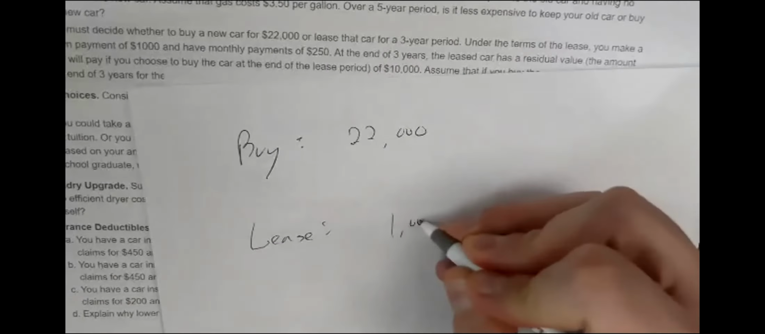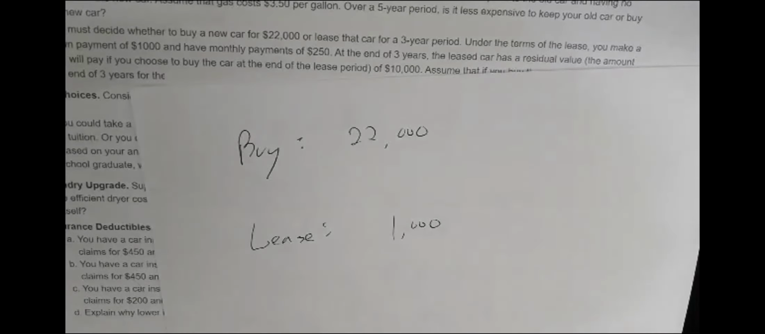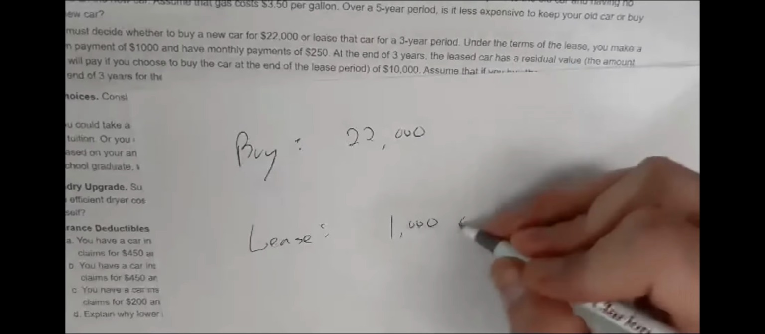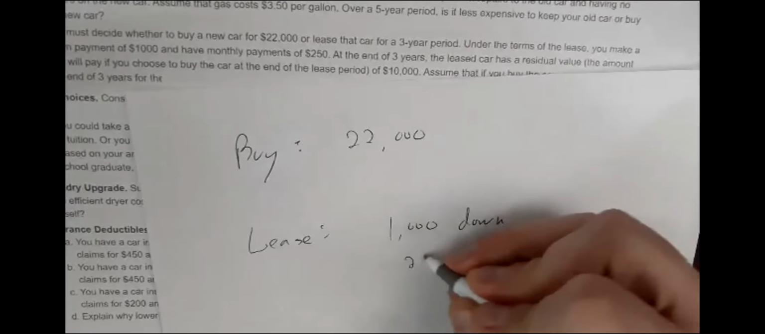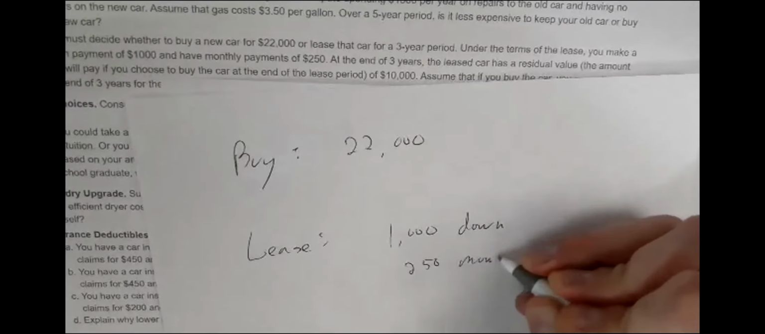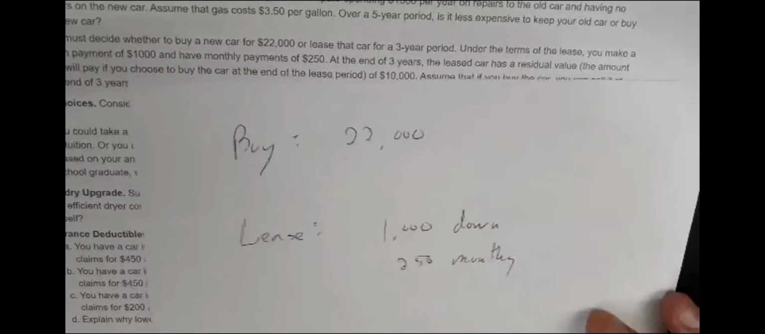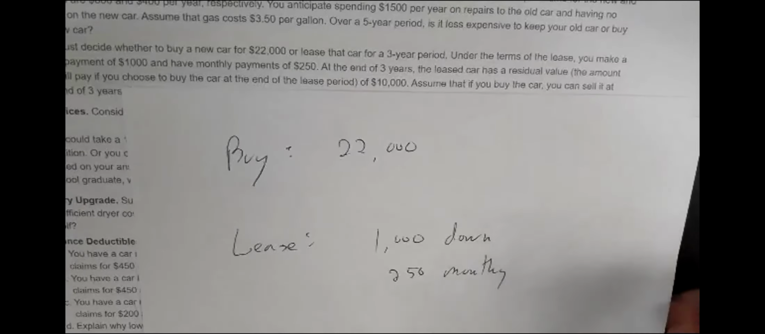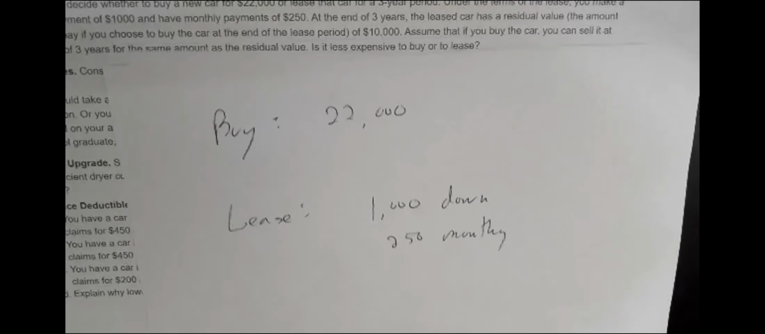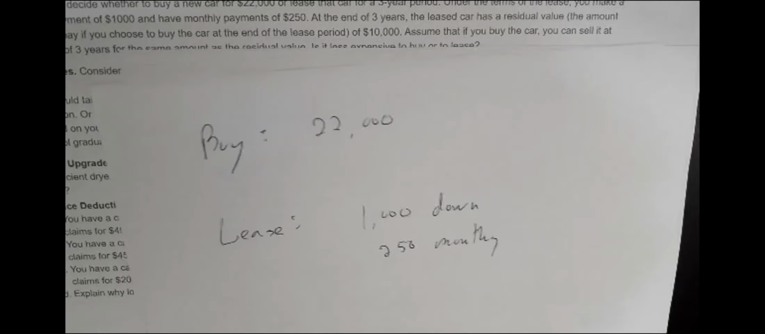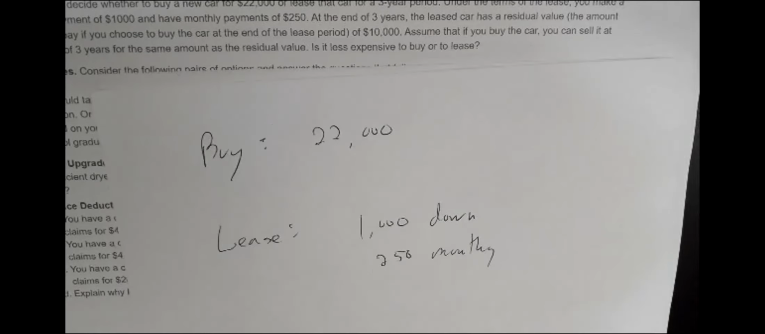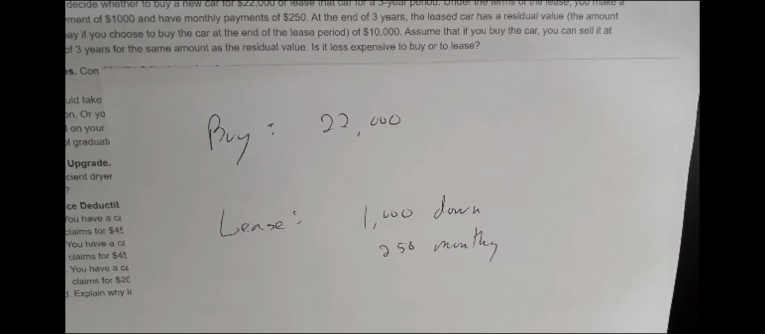So if we lease it, we're going to do $1,000 down and a monthly payment of $250. And we want to figure this out for 3 years. And then we can sell the car for $10,000. If we buy it, we're going to sell it for $10,000 as well.